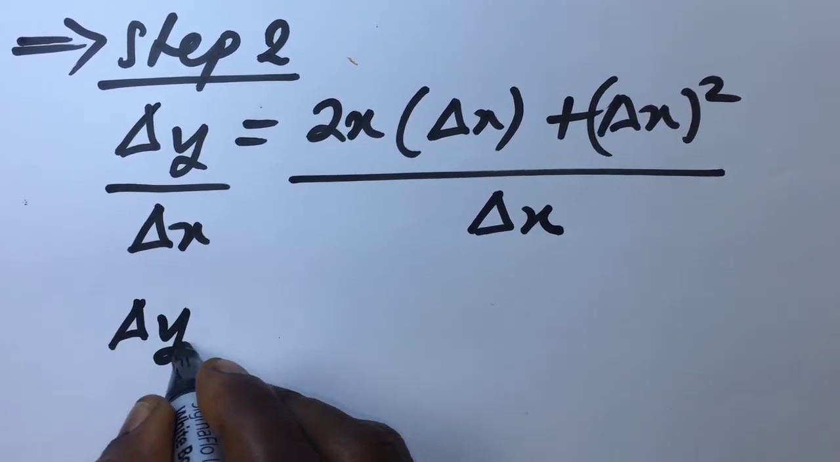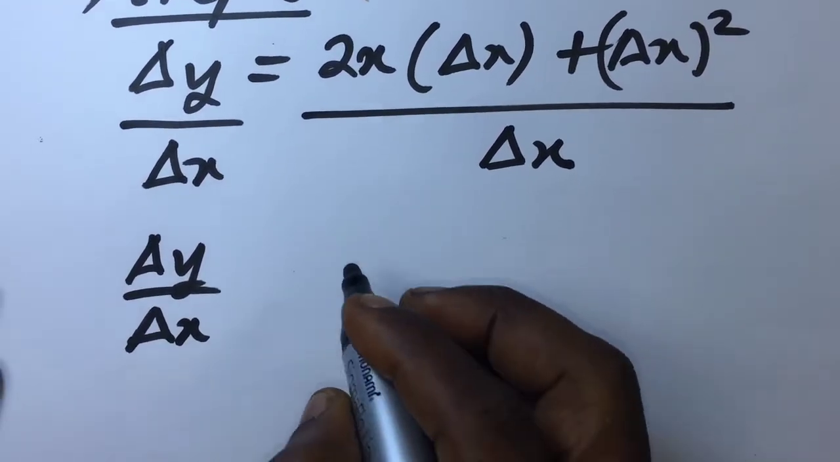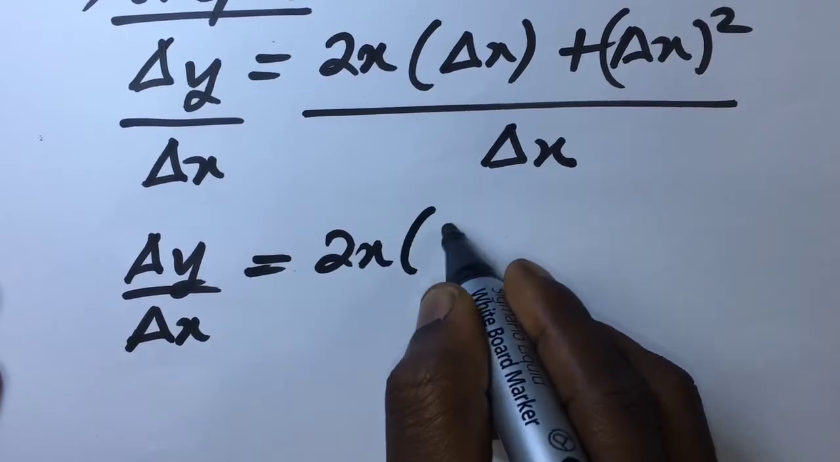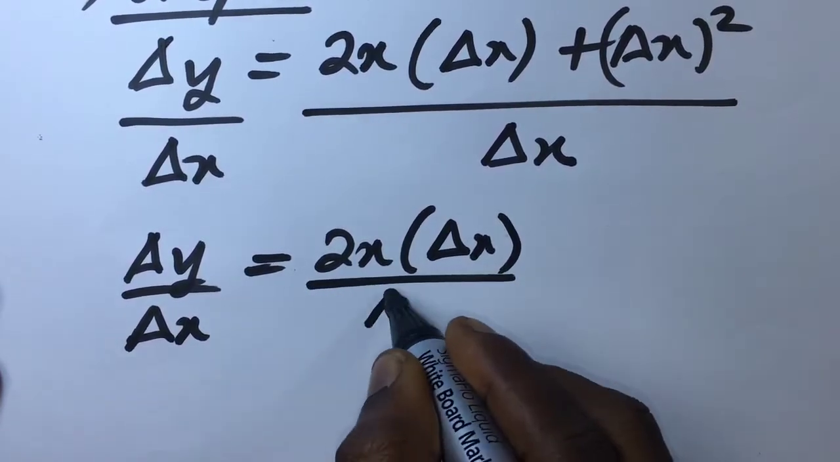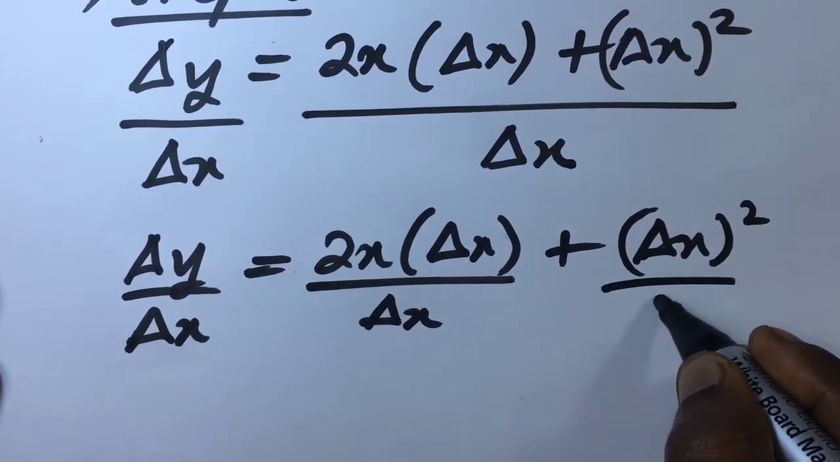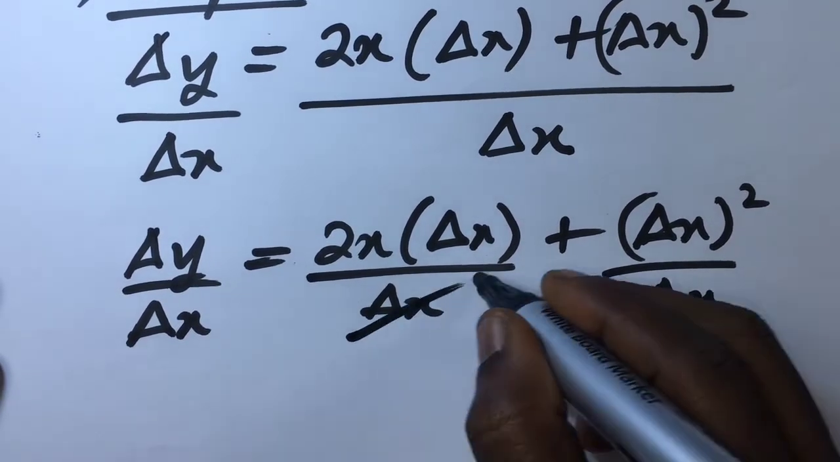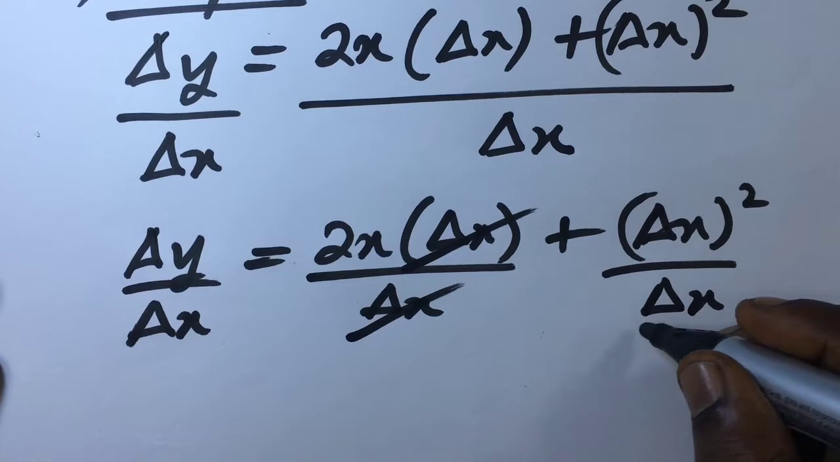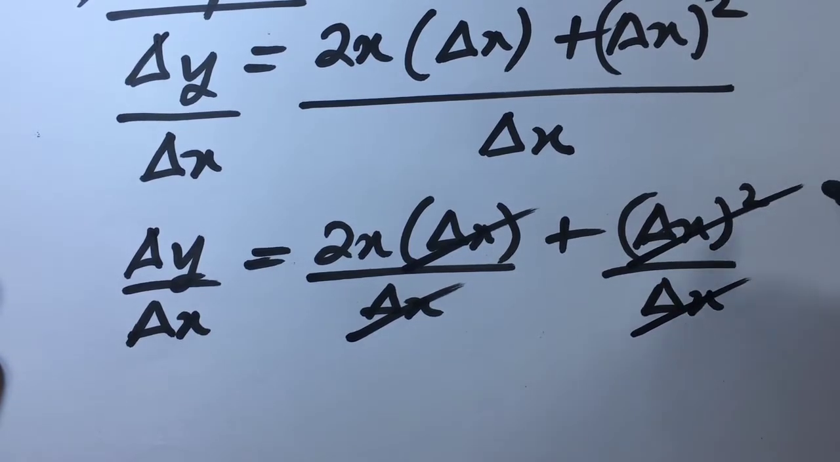Now if you simplify, change in y over change in x would give us 2x change in x in bracket all over change in x, plus change in x all squared all over change in x. And this would mean change in x cancels change in x, leaving us with one change in x.